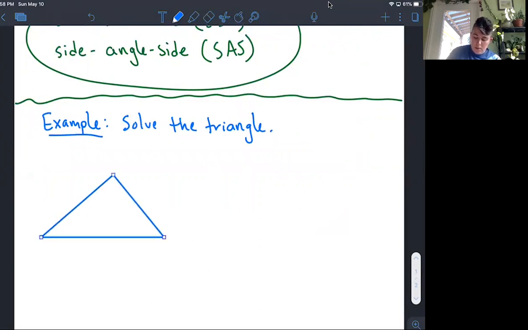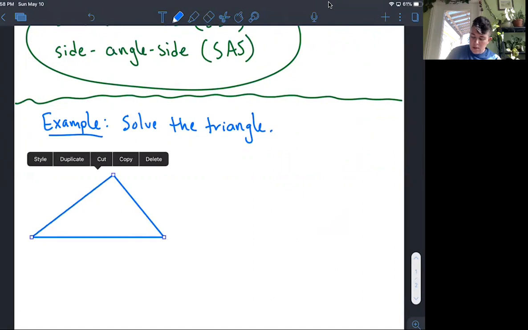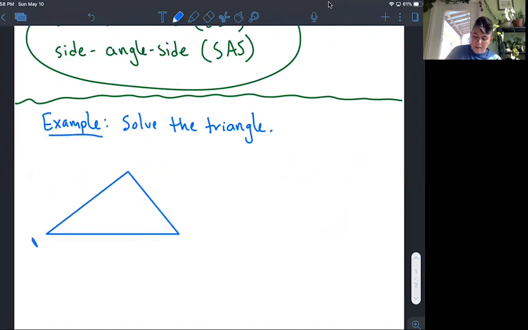Let's do that. Let me scoot it over a little bit. Okay, so I'm going to make this angle B right here, C, A. I'm going to make this side A 21. Angle A is going to be 40 degrees.